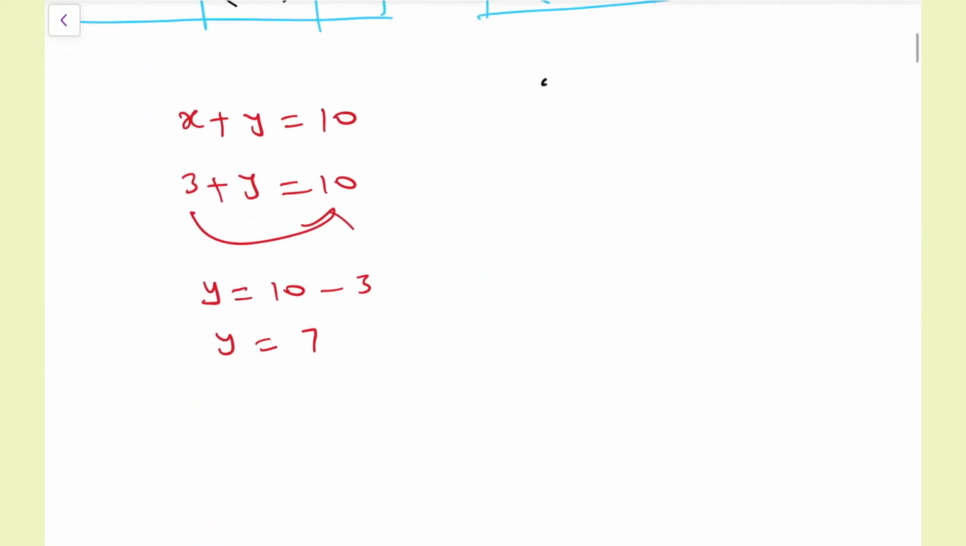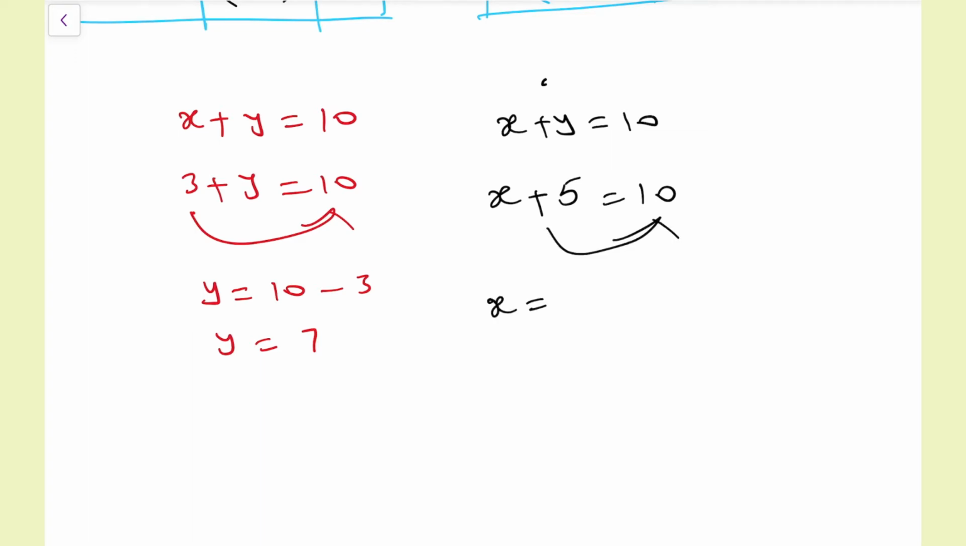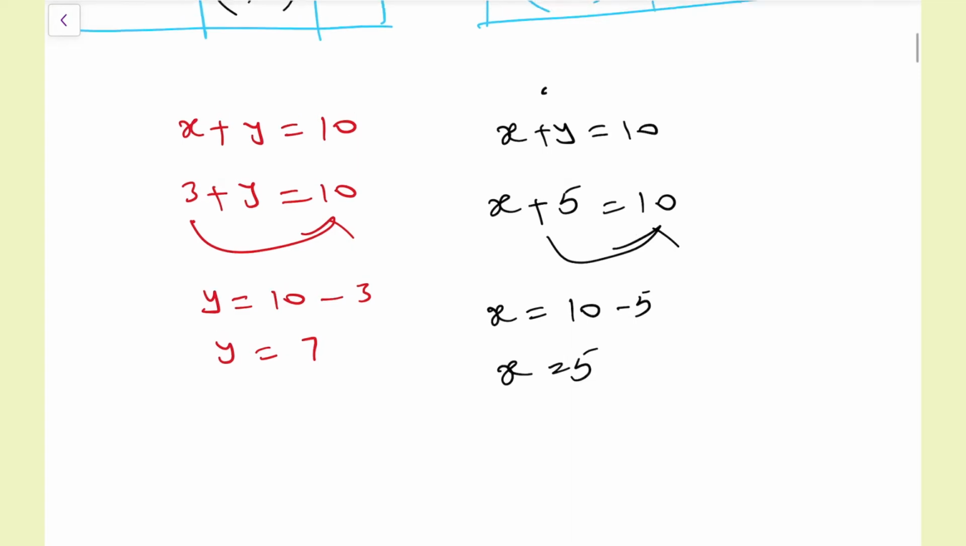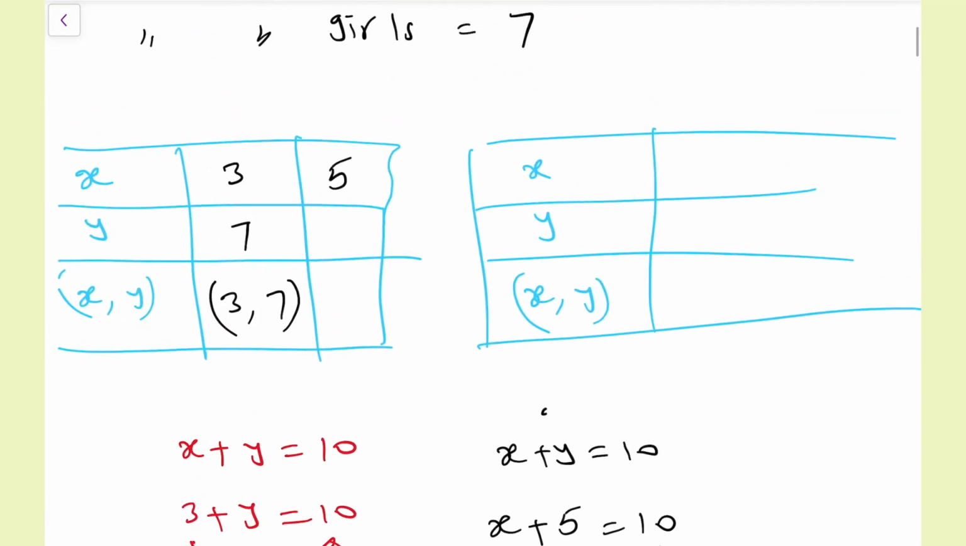For the same equation, X plus Y equals 10. Now this time, in the place of Y, I am substituting 5. X plus 5 equals 10. Take plus 5 to the right side, so it will become minus 5. X equals 10 minus 5. X equals 5. X value we got as 5 and Y value we substituted as 5. So the point will be 5 comma 5. This is for equation number 1.